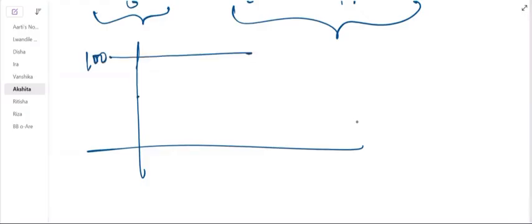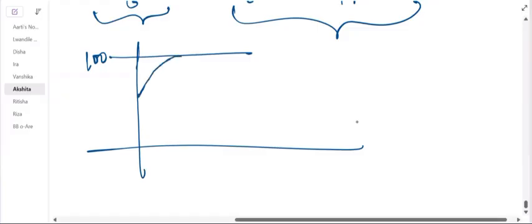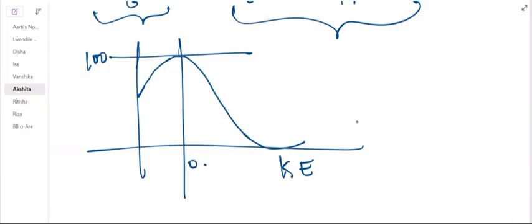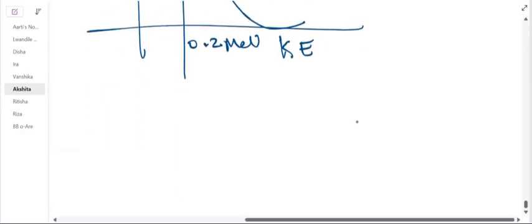So the graph that is related to this particular thing can be shown as something like this. So this is the kinetic energy. This is at the highest peak, that is 0.2 MeV kinetic energy it bears.